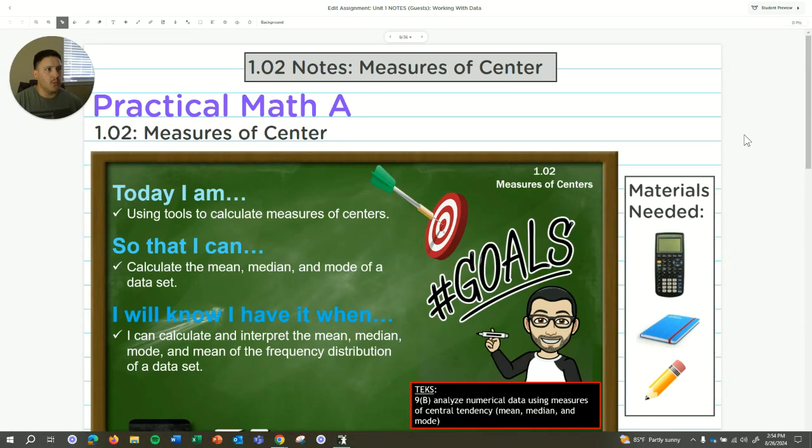This is section 1.02 of Unit 1, Measures of Center. Today I am, as in you are the student, using tools to calculate measures of center so that I can calculate the mean, median, and mode of a data set. I will know I have it when I can calculate and interpret the mean, median, mode, and the mean of the frequency distribution of a data set. Specific TEKS that we're going through in today's lesson is 9B.